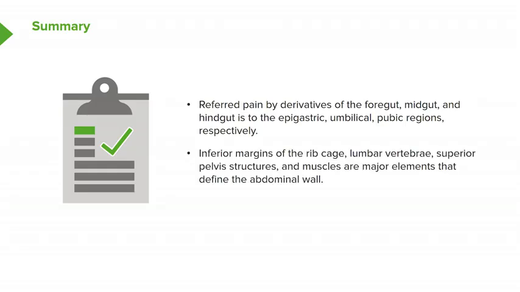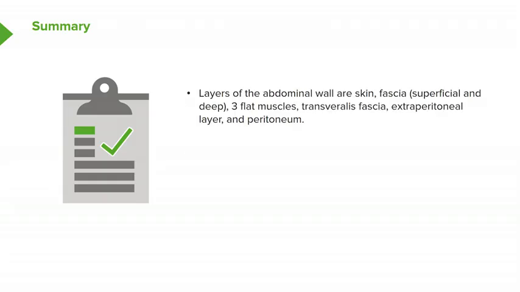Inferior margins of the rib cage, lumbar vertebrae, superior pelvis structures, and muscles are major elements that define the abdominal wall. Layers of the abdominal wall more laterally would be the skin, the fascia, to include Camper's fascia, Scarpa's fascia, your 3 flat muscles, external abdominal oblique, internal abdominal oblique, and then your transversus abdominis, the transversalis fascia, the extraperitoneal layer, and then lastly we would have our parietal peritoneum.